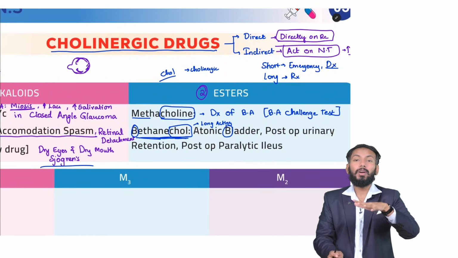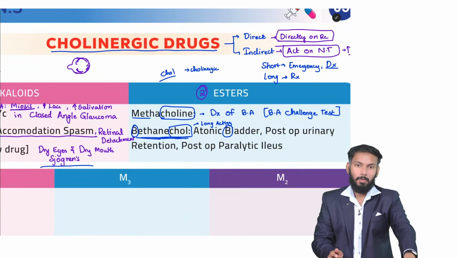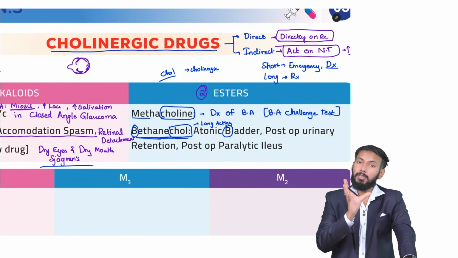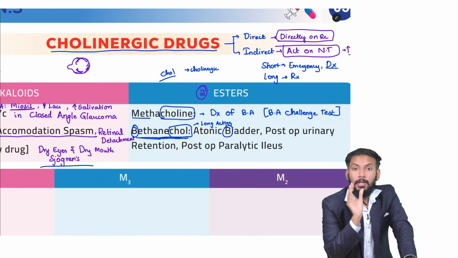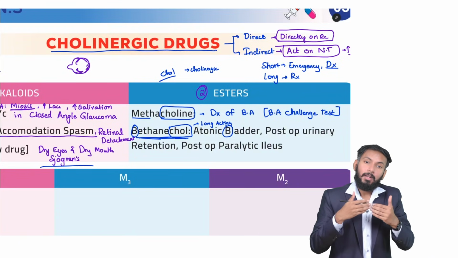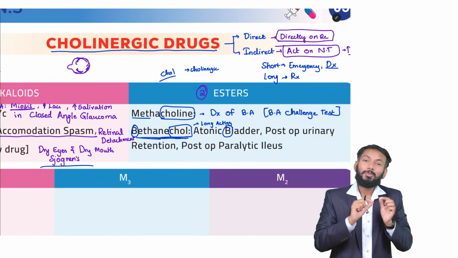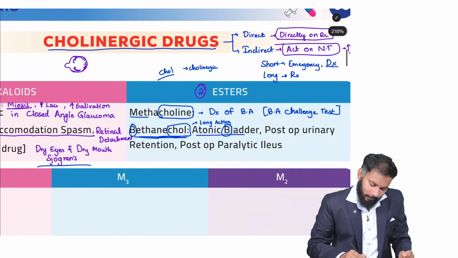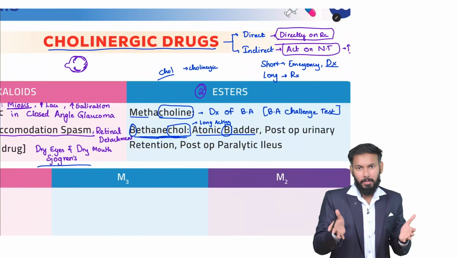Now, in the bladder, what is bethanechol doing? We'll see the mechanism of action. I told you, the parasympathetic nervous system will contract the bladder. So, you can use this wherever there is no contraction of the bladder. If there is no contraction of the bladder, what do we call it? Atonic bladder. There is no tone in the bladder.